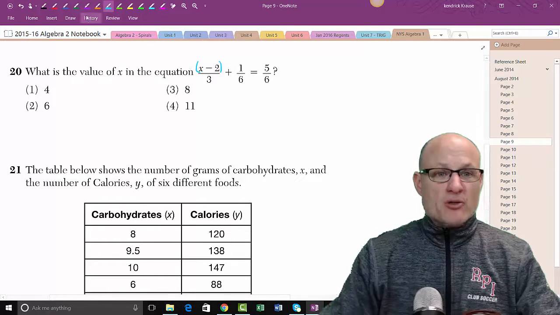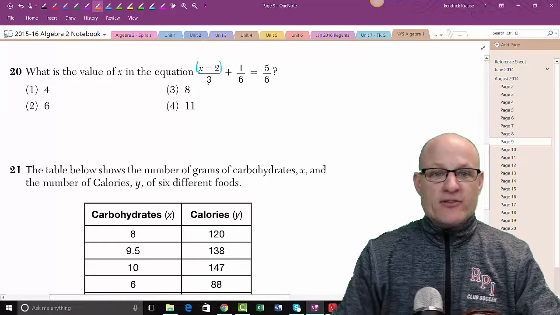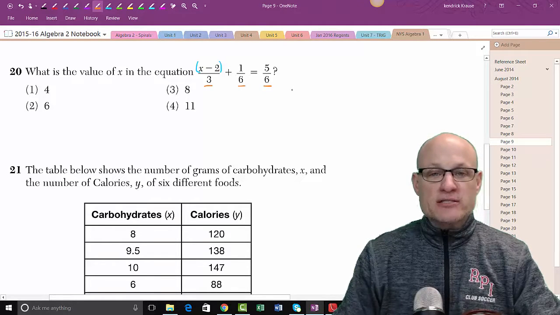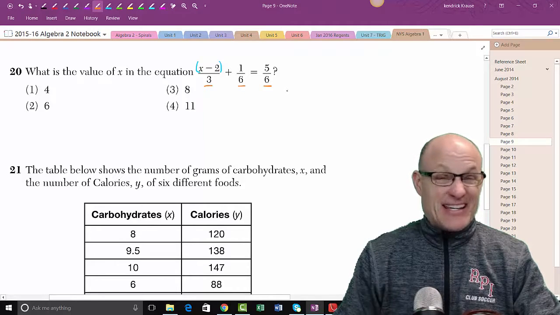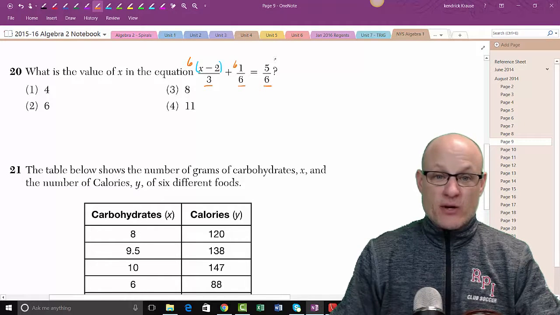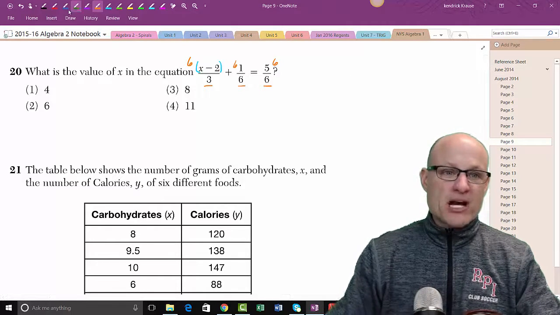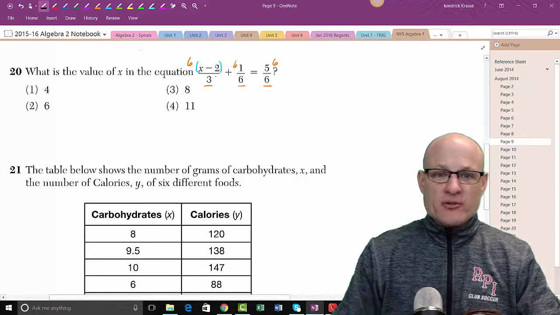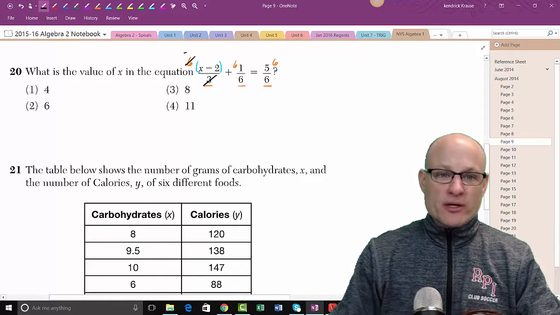So what we're going to multiply by is the GCF, or the lowest common denominator. So I'm going to look at these 3 things, and the smallest number that they all divide evenly into is 6. So I'm going to multiply each of these by 6. You'll see why in a second. Now by doing that, this 3 goes into 6 twice.